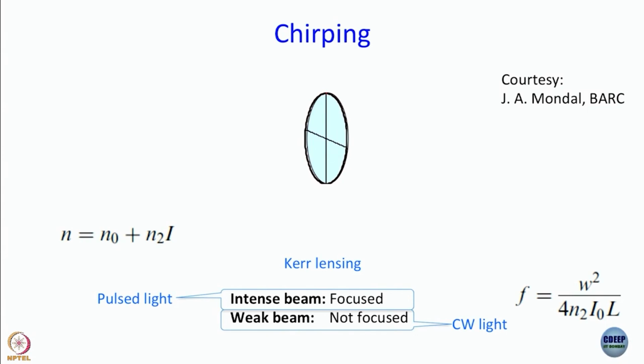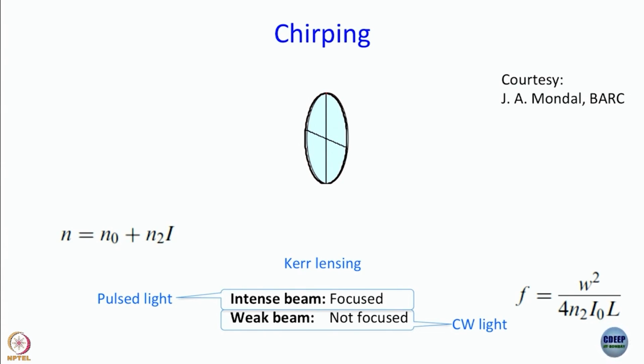Kerr lensing gives you pulsed operation, that is great, but it also makes things a little difficult for you, because it introduces what is called chirp. What is the meaning of chirp? Before that, let me say that these are nicely animated slides that you are going to see. I did not make them. These were made by Dr. Johur Alam Mandal of BRC many years ago. She was kind enough to give me the slides, so I used them.